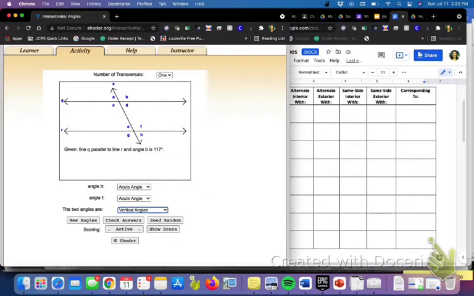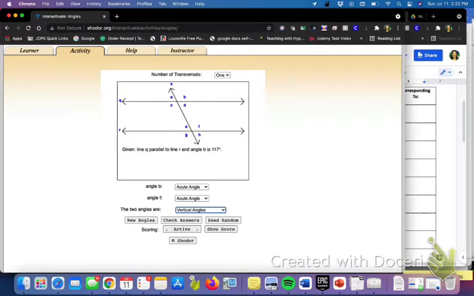Hi mathematicians, in today's activity you are going to learn about a special set of angles that are created when you have a set of parallel lines that are cut by a transversal. So before we get started talking about the actual angles, let's make sure we even know what we're talking about when we're talking about parallel lines.